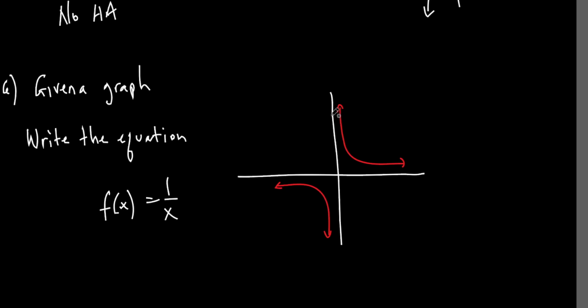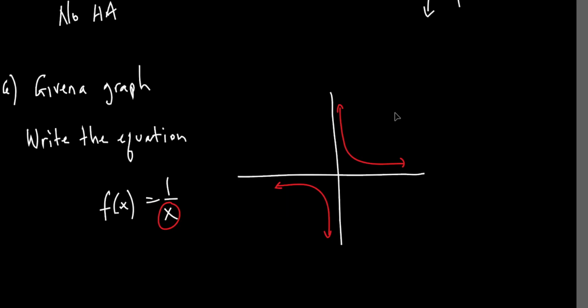So what's the vertical asymptote? How do I find the vertical asymptote? It can't be 0, right? So that means x equals 0. That's your vertical asymptote right there. What's your horizontal asymptote? Remember, this is less than this. So the horizontal asymptote has to be y equal to 0. So you know that, and that should help you.